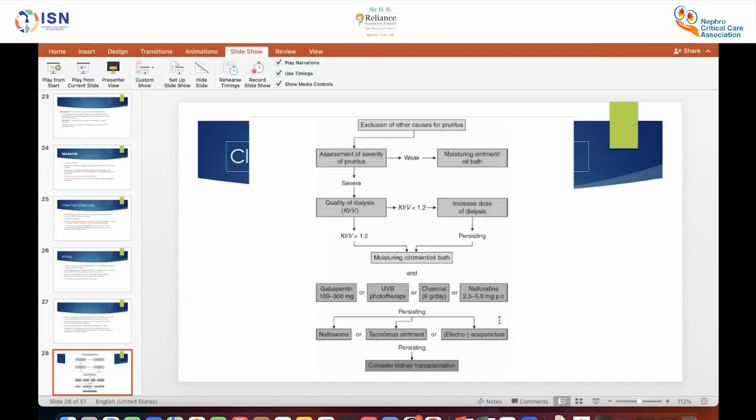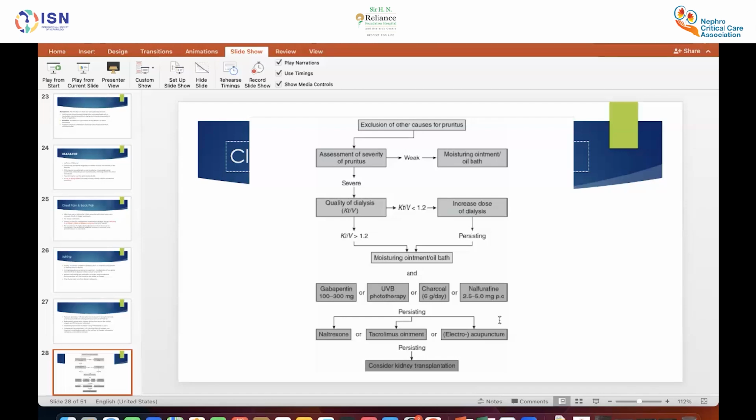To suppress the T cells. So it is basically mediated by T cell activity. Uremic pruritus is a resistant phenomenon when no hyperphosphatemia or hyperparathyroidism is attributable, but still the uremic pruritus is going on.